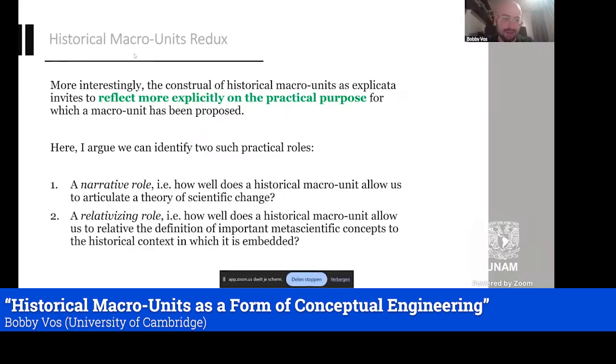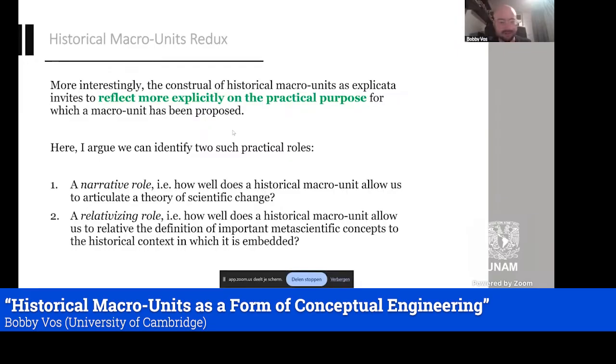But crucially, we can also identify within various other smaller strands of the literature a distinct relativizing role for historical macro units. And in that role, we ask how well does a historical macro unit allow us to relativize the definition of important meta-scientific concepts to the historical context in which the instances of such concepts are embedded.